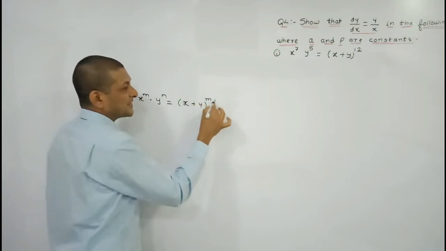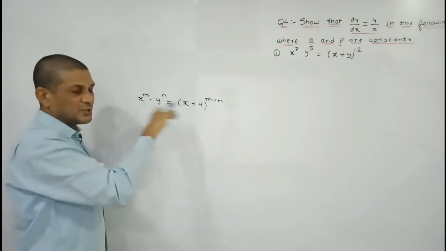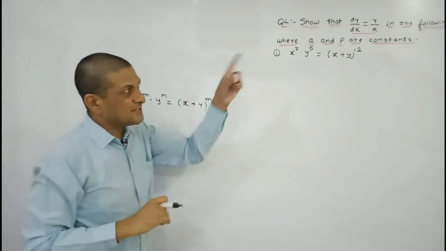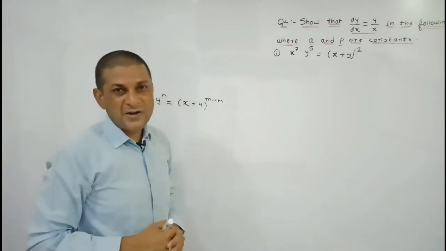m plus n, isn't it? Because 7 plus 5 will be equal to what? 12. If the nature of the example is in this form, at that time always the differentiation will be equal to what? y by x. So let us try to prove it.